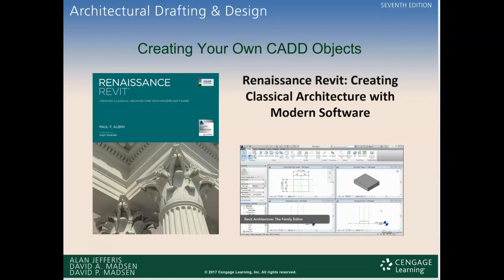Sometime during the semester, we usually log into Renaissance Revit as part of the architectural program. They'll show us Renaissance Revit creating classical architecture with modern software. Here's an older edition of the book. But more importantly, in the Revit Architecture Family Editor, we can do our modeling to create our own pieces within this little modeling square area. And this is how they have created this very complicated, I think, Ionic column.